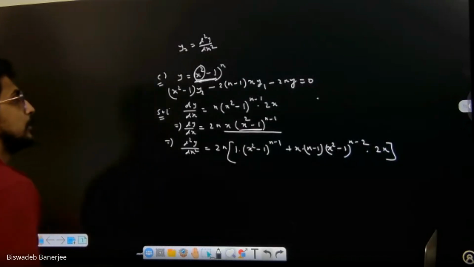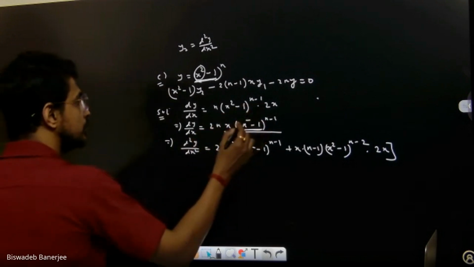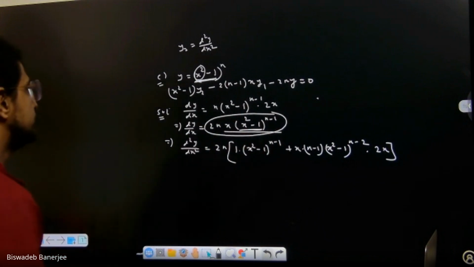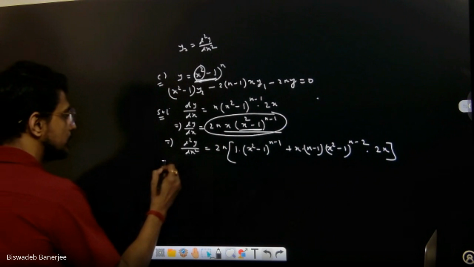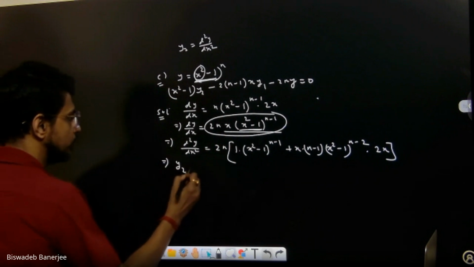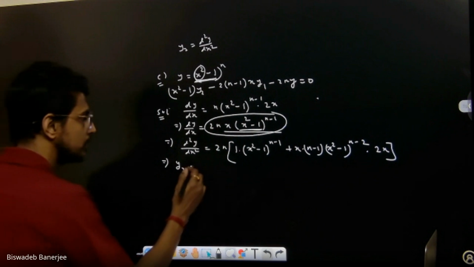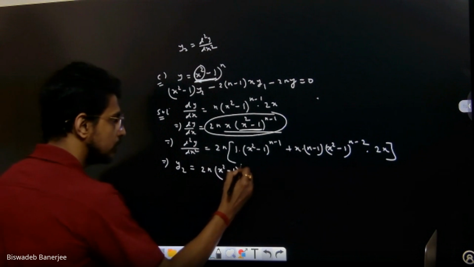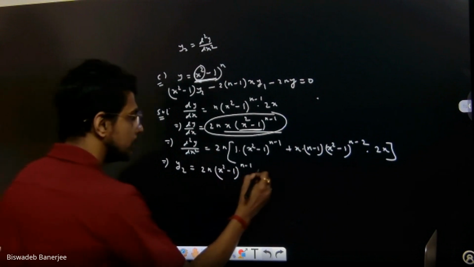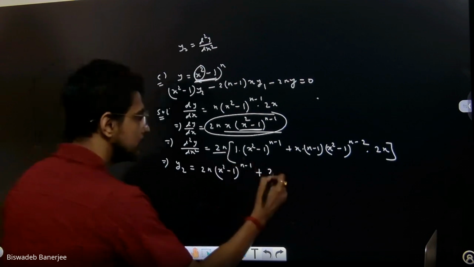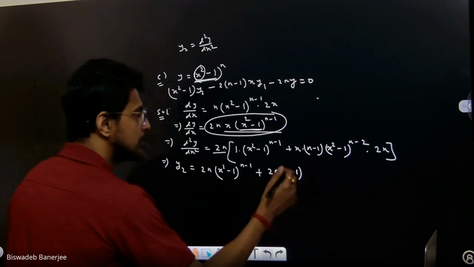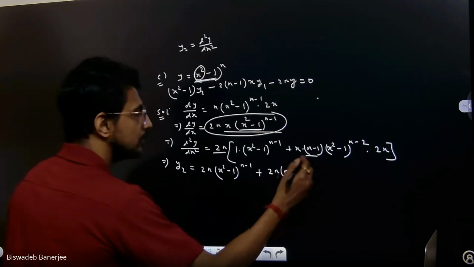And remember, this is my dy by dx. So this implies d2y by dx2, which means y2. This is my 2n into (x square minus 1) whole to the power n minus 1, plus the second part is 2n into n minus 1. Just multiply 2n into n minus 1 and there is my 2.